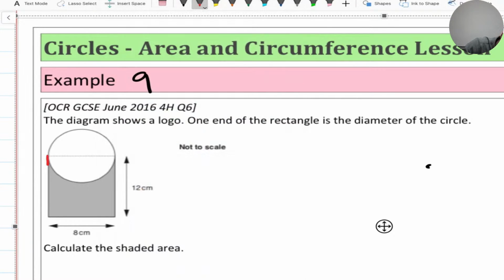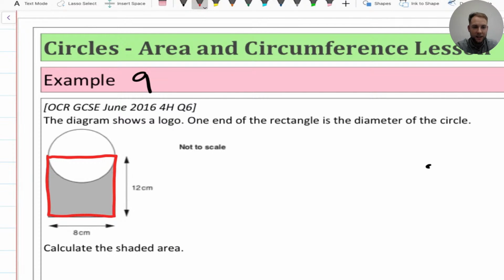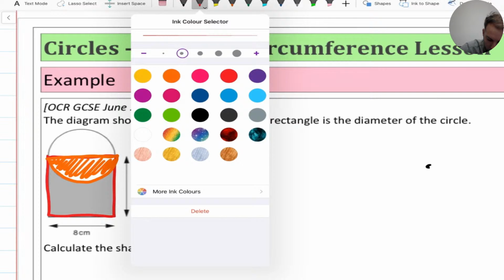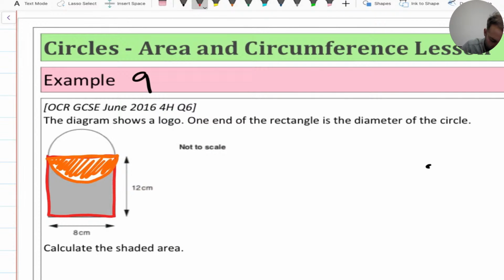We need to first of all find out the area of this rectangle, and that's easy enough. But we don't want the area of the rectangle, we want the area of the shaded region. So to find the area of the shaded region, we're going to need to get rid of the area of that semicircle here. So the first thing we're going to do is to find out the area of the red rectangle, which is this one here. So let's write down area of the rectangle.